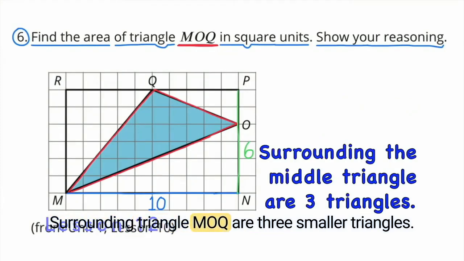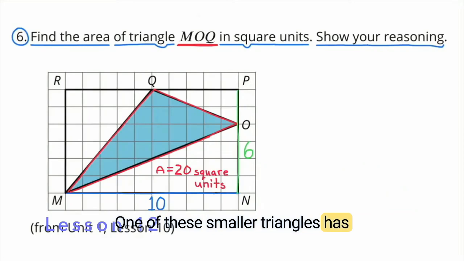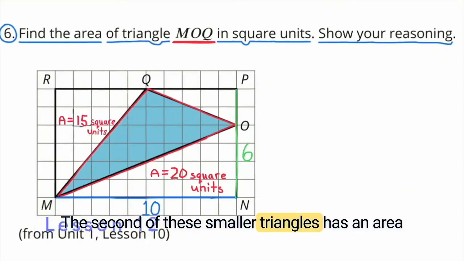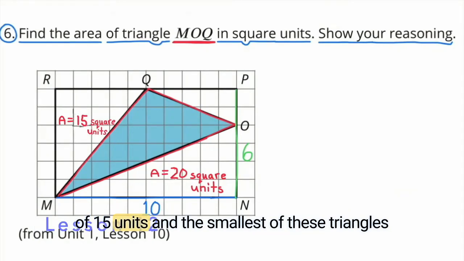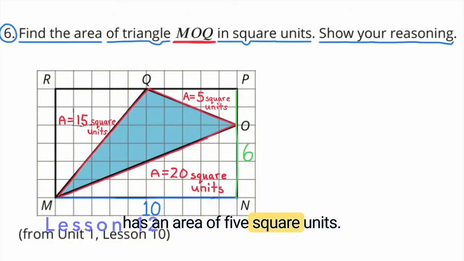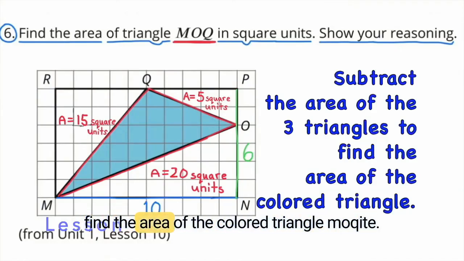Surrounding triangle MOQ are 3 smaller triangles. One of these smaller triangles has an area of 20 square units. The second of these smaller triangles has an area of 15 units. And the smallest of these triangles has an area of 5 square units. Subtract the area of the 3 triangles to find the area of the colored triangle, MOQ.